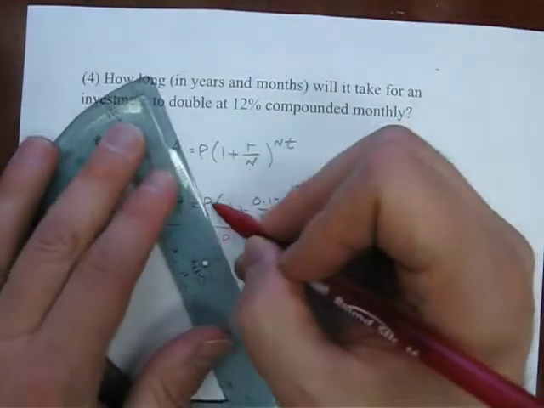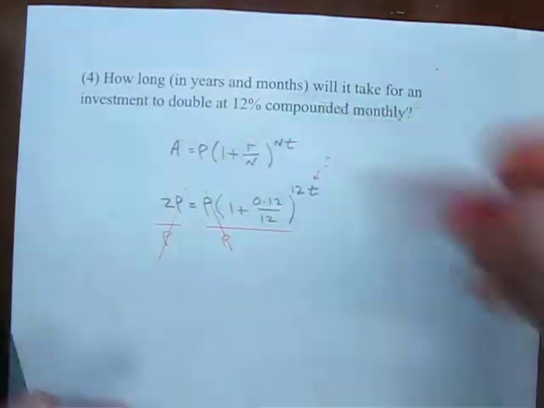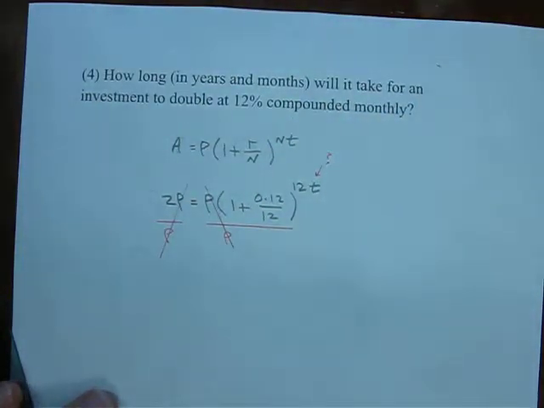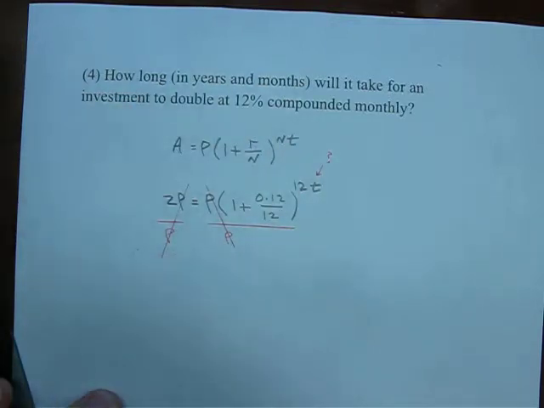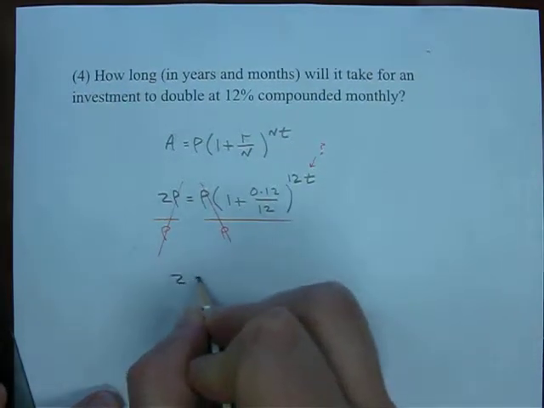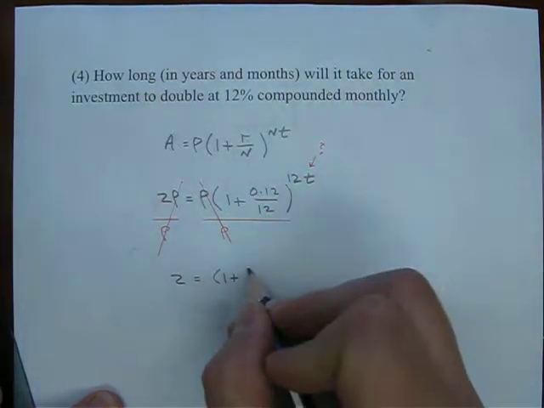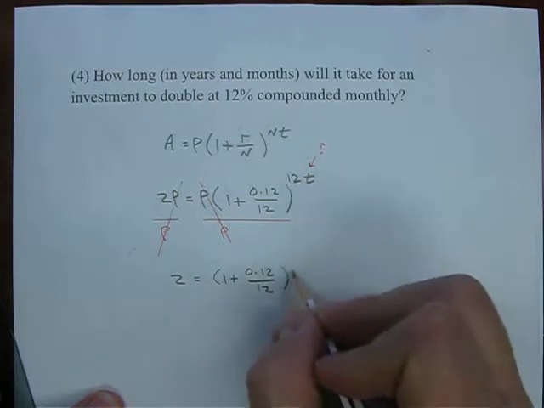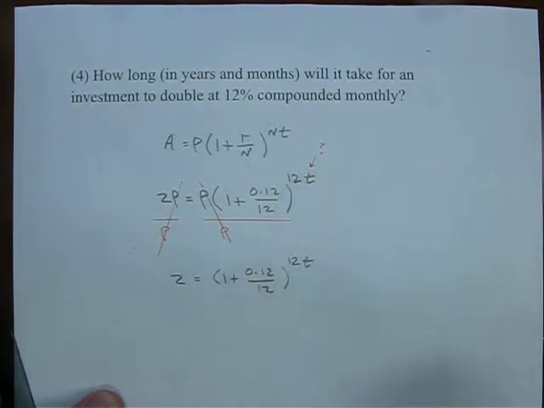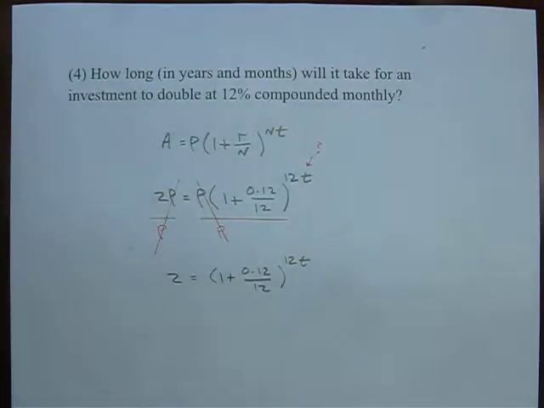What happens over here? Cancels. What happens over here? Cancels. Okay? So I divided both sides by the same thing, P, the principal. What's left? 2. What's left over here? 1 plus 0.12 over 12, to the 12t.